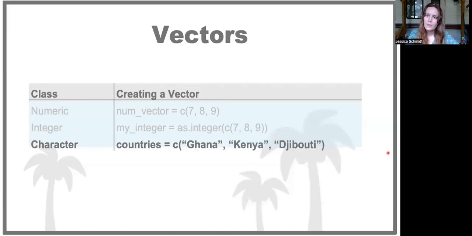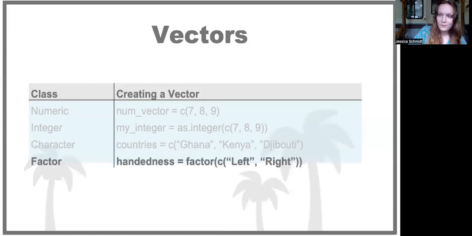Okay. For characters, we just use c and then separate the characters out by commas. So make sure that each character has the quotations around it. So here is a list of countries, for example, Ghana, Kenya, and Djibouti. And just separating them all out by commas and making sure that each one has the quotations around it.